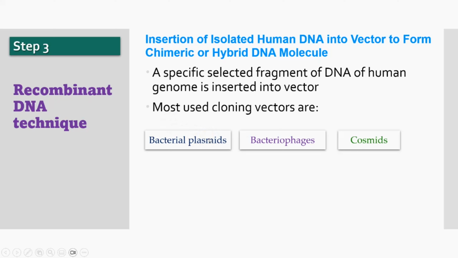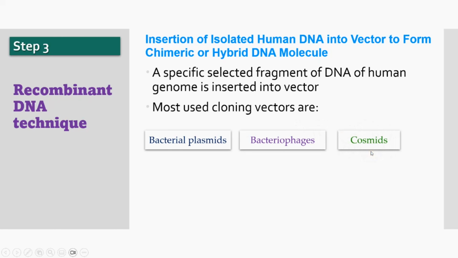They are usually present in the bacteria. Another one is bacteriophages. Okay, you have heard of macrophage, phagocyte. Phages means eating, bacteria eating. That means the virus which can infect and kill bacteria, they are called bacteriophages. They are also very good vectors where we can insert the fragmented DNA. These two are naturally occurring. This is from the bacteria, this is from the virus.